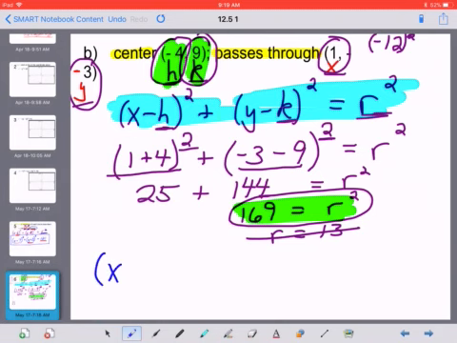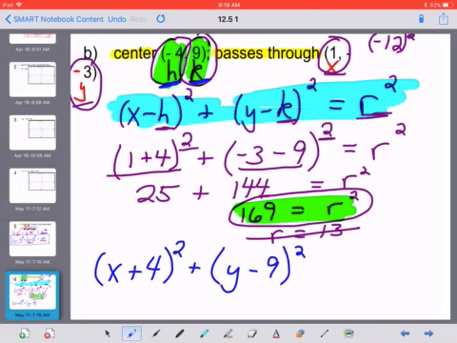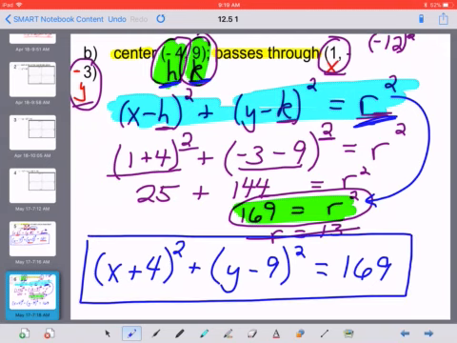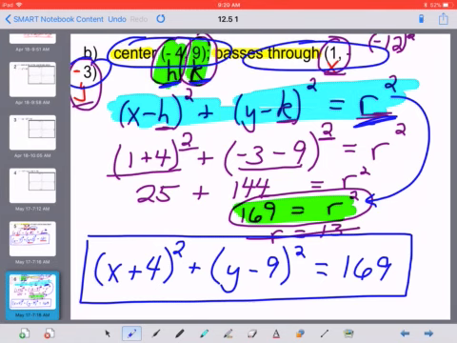So back to standard form here. It's going to be x minus your h coordinate here, so that's an x plus 4. Close the parenthesis and square it. Plus, we have a y minus our k value right now, so that's a minus 9, close it and square it, equals, and now we're looking right here at r squared, and we know right here that the value of r squared is 169. And that is the equation of the one and only circle that has its center at negative 4, 9 and passes through the point 1, negative 3.